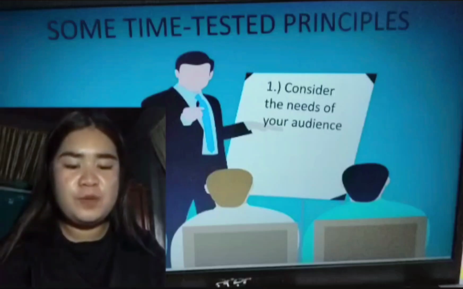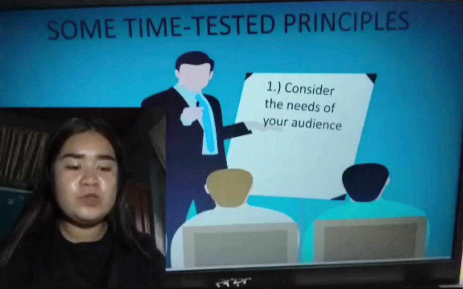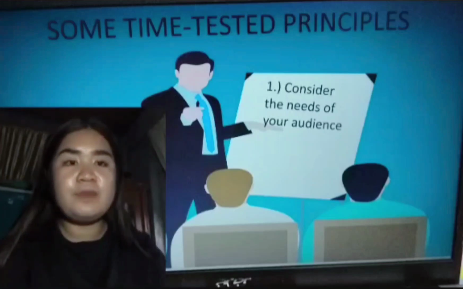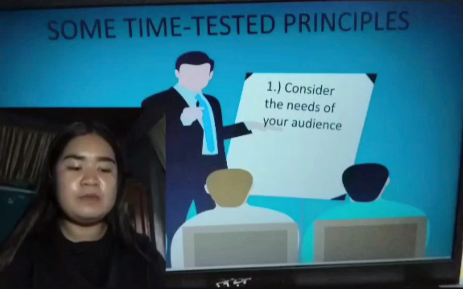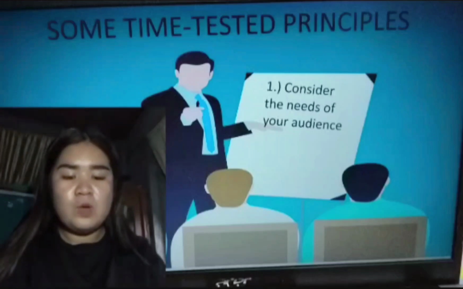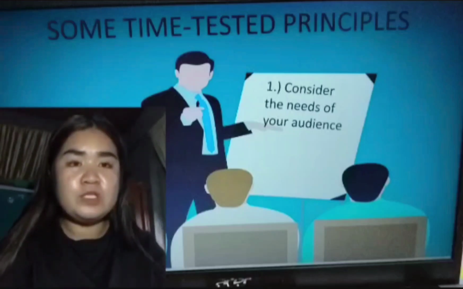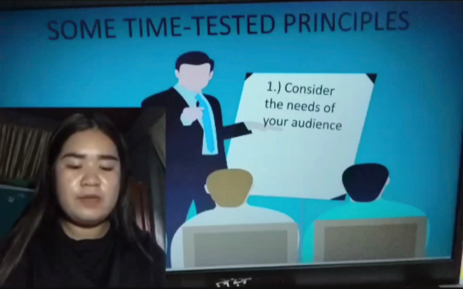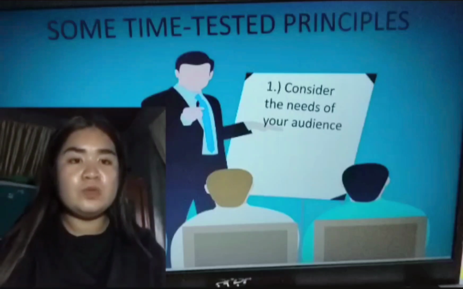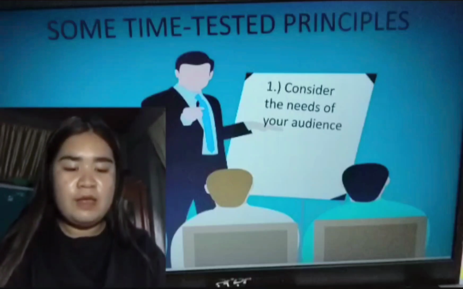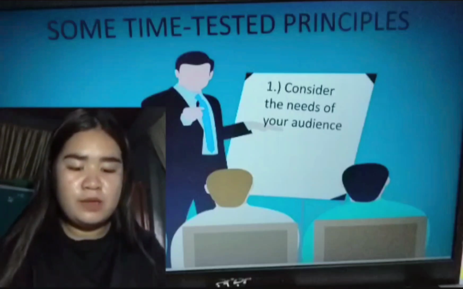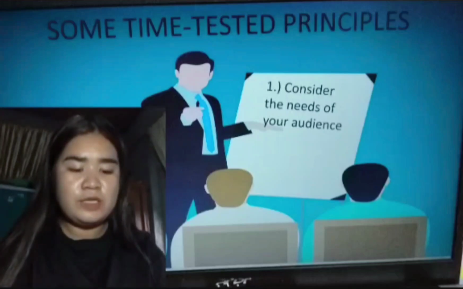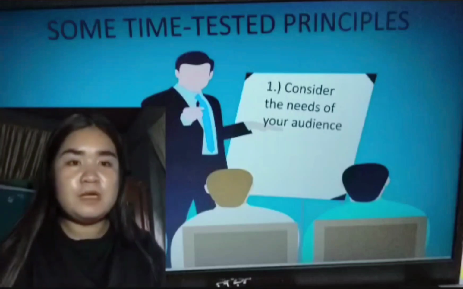Some time-tested principles: consider the needs of your audience. First, interest. What topics or issues resonate with them? Second, pain points. What challenges or problems do they face? Goals. What do they aim to achieve? Level of understanding. What is their existing knowledge on the topic? Preferences. How do they consume information? Format, tone, and style. Values and beliefs. What matters most to them? Demographics: age, location, culture, and other relevant factors.